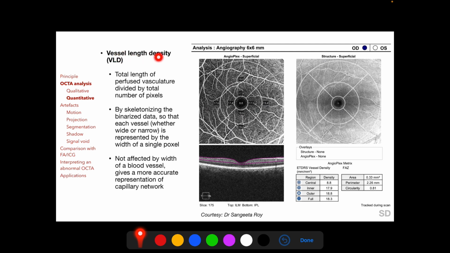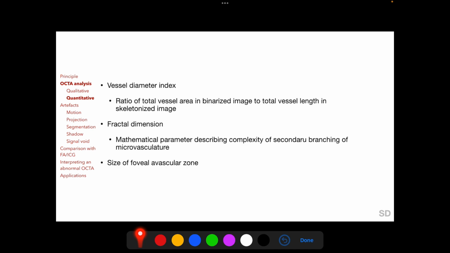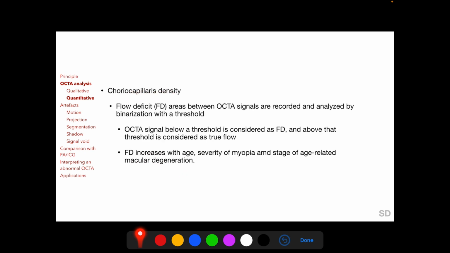The vessel length density is the total length of perfused vasculature divided by the total number of pixels in each of the ETDRS sectors, measured in millimeters per square millimeter. Other quantitative parameters which can be measured on the OCTA are vessel diameter index, fractal dimension, size of foveal avascular zone, and choriocapillaris density. Choriocapillaris density measurement is performed by recording flow deficit areas between OCTA signals originating from the choriocapillaris, and it has been seen that flow deficit areas increase with age, severity of myopia, and stage of age-related macular degeneration.